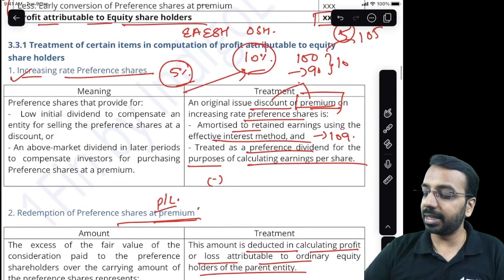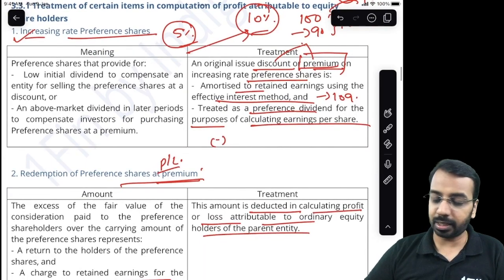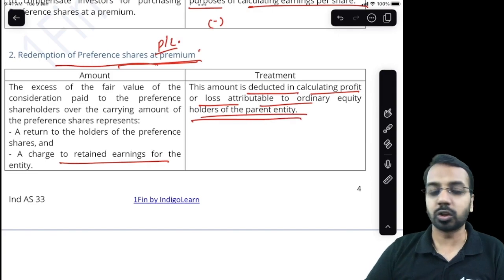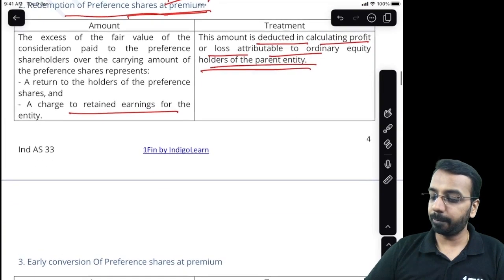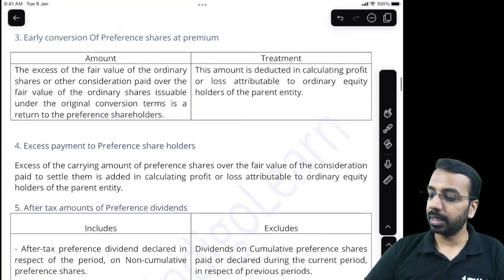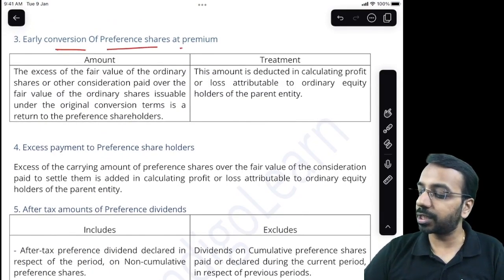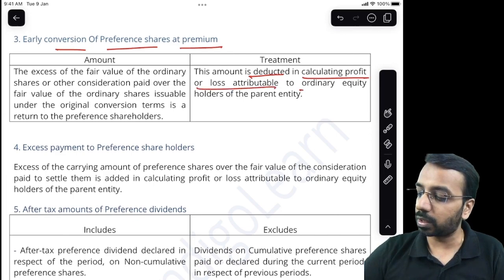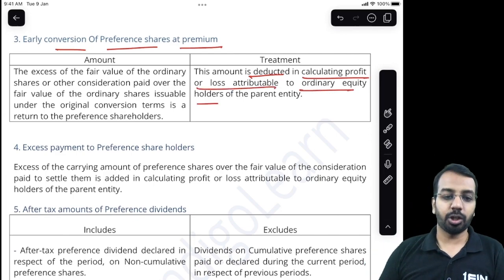So for increasing rate preference dividend, that is also deducted. If there is a premium on redemption of preference shares, that is also adjusted, right? Then if there is early conversion of preference shares at a premium, even in this case, you will deduct it while calculating profit or loss attributable to equity shareholders, right?